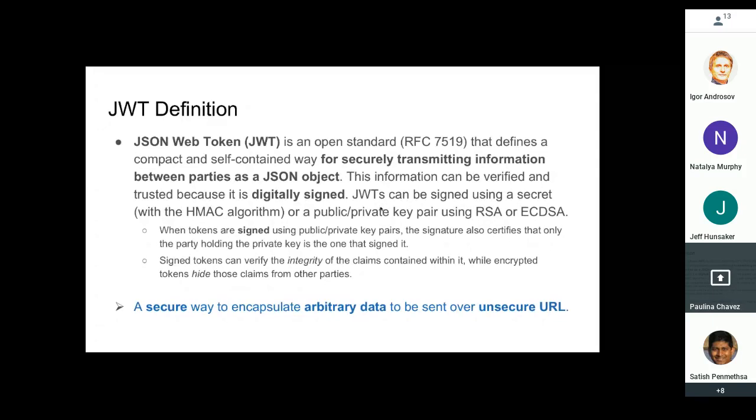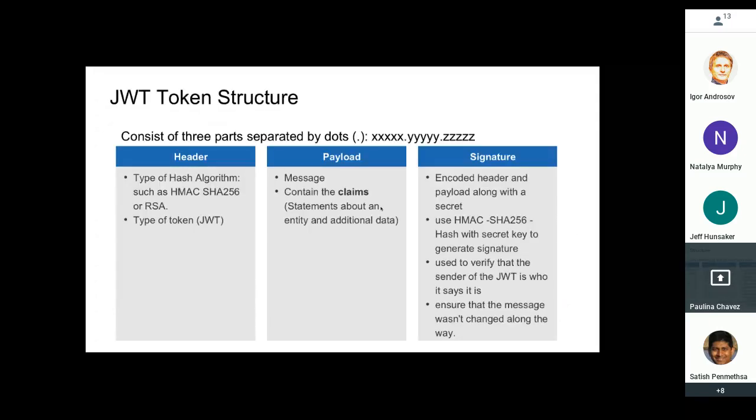And also that the party who is sending it is really the party that it says it is. So you'll see it in the next one. I think it's easier. So how does this token look? It's 3 parts: first part dot another part dot another part, like xxx dot yyy dot zzz. So 3 parts: the header, the payload, and the signature.